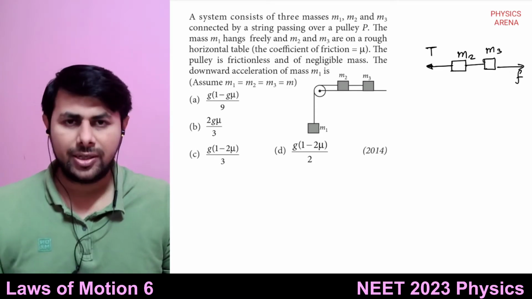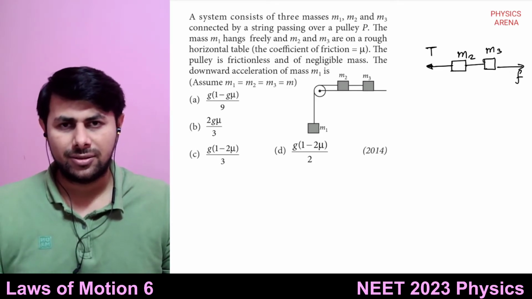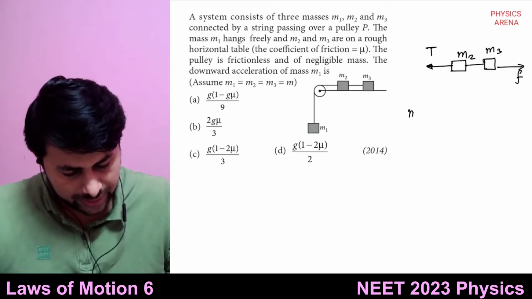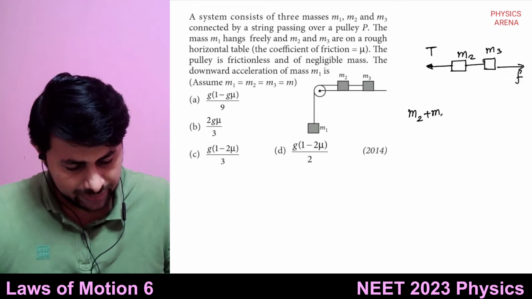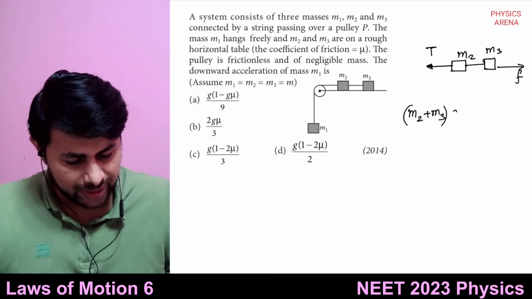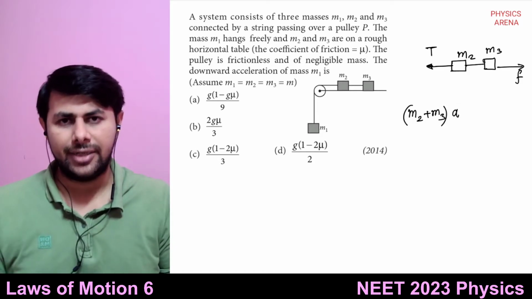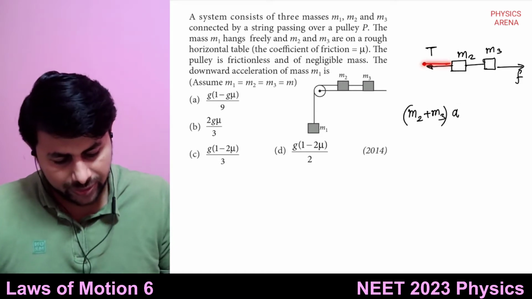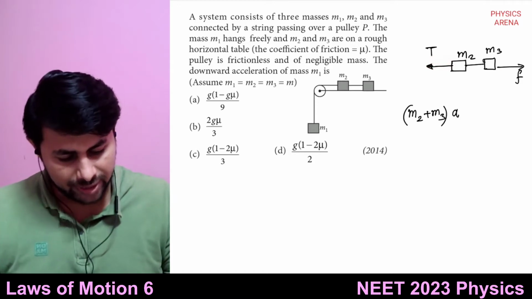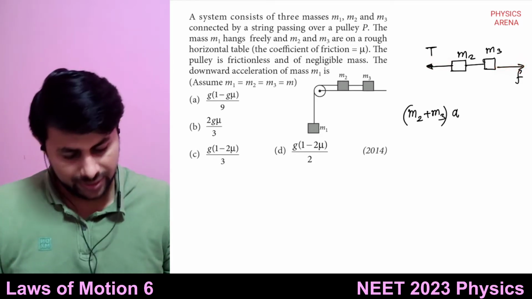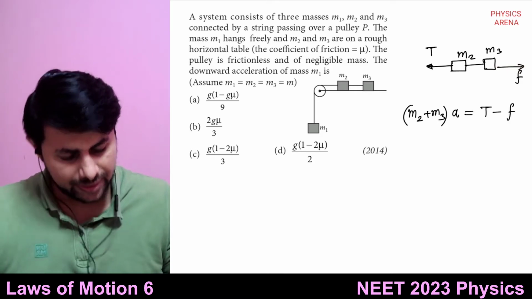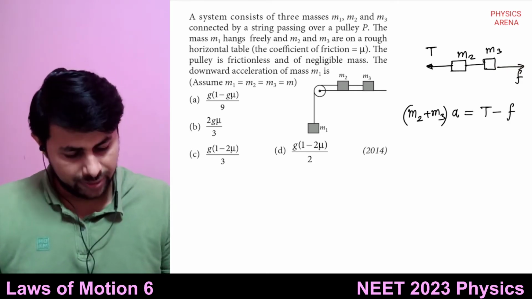So how much would be their acceleration? The total mass is m2 plus m3. So m2 plus m3 multiplied by A is the net force. The net force is towards left, so it is the total force towards left minus the total force towards right. So it is equal to T minus F, the frictional force.